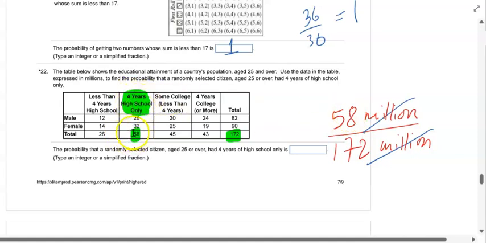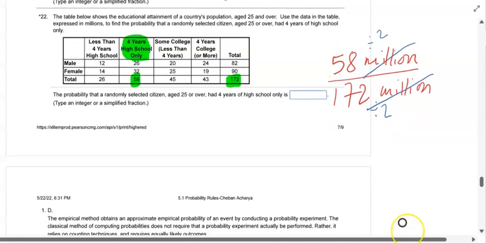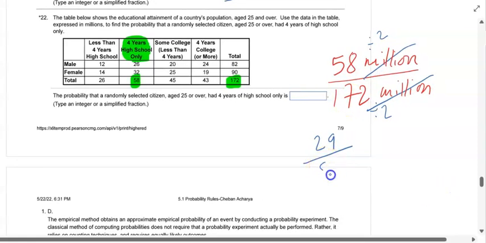You can see here the total of this column is 58. Pretty much this is the answer, but you have to type an integer or fraction, and you notice that you can divide by 2 to reduce that, right? Divide by 2, 58 divided by 2 is 29. 172 divided by 2 is 86. And that's all you can do: 29 over 86.